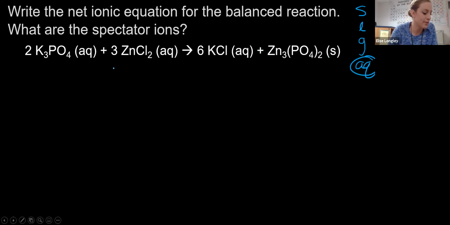All right, so in this chemical equation, next person, Jimin, in this chemical equation, which compounds are going to dissociate or are in a dissociated state in the beaker right now?